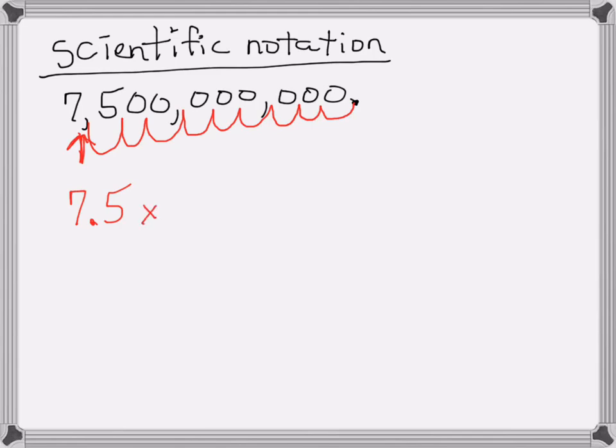So we write the number times 10 raised to the number of spots we moved it, and that's 9. So that's the scientific notation. This number is the exact same as that number. It tells us we moved the decimal point 9 spaces to the left to make this number.